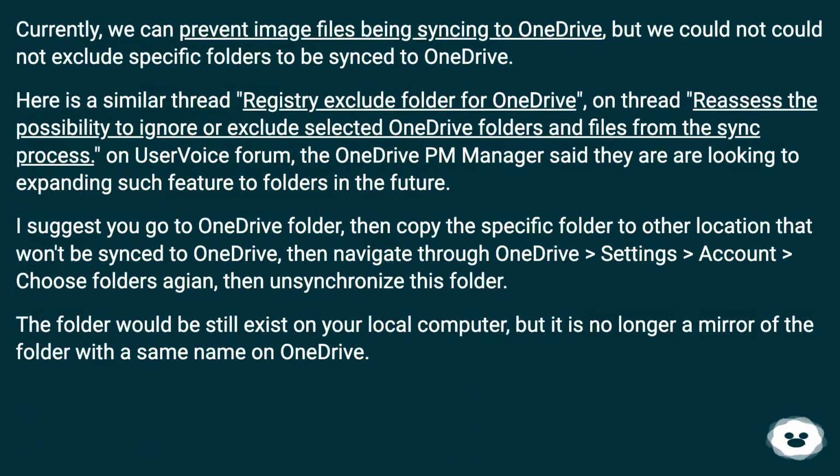Currently, we can prevent image files from syncing to OneDrive, but we cannot exclude specific folders from being synced to OneDrive. Here is a similar thread, registry exclude folder for OneDrive. On that thread, people discuss the possibility to ignore or exclude selected OneDrive folders and files from the sync process. On the User Voice forum, the OneDrive PM said they are looking at expanding such a feature to folders in the future. I suggest you go to the OneDrive folder, then copy the specific folder to another location that won't be synced to OneDrive, then navigate through OneDrive > Settings > Account > Choose folders, then unsynchronize this folder. The folder would still exist on your local computer, but it is no longer a mirror of the folder with the same name on OneDrive.